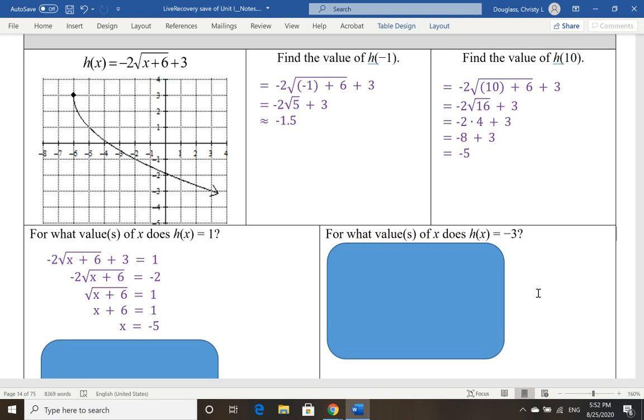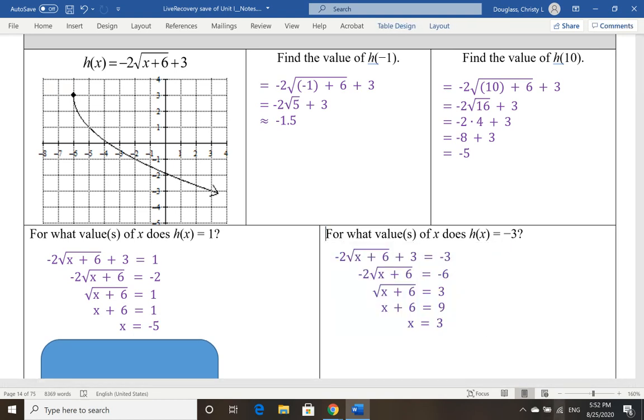How'd you do? Let's see. If you set the function h of x equal to negative 3, following our steps, we subtract 3 from each side. We divide by negative 2. To get rid of the radical sign, we square both sides. This time 3 squared is 9. And now we subtract 6 and get 3.